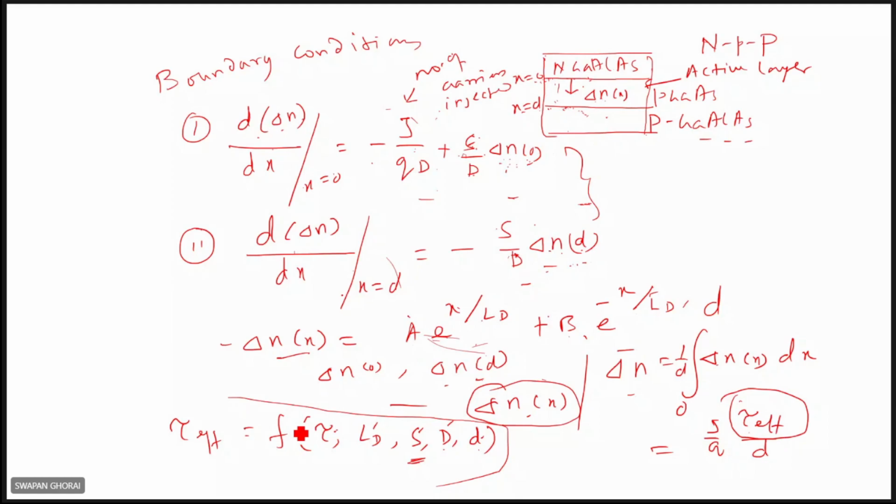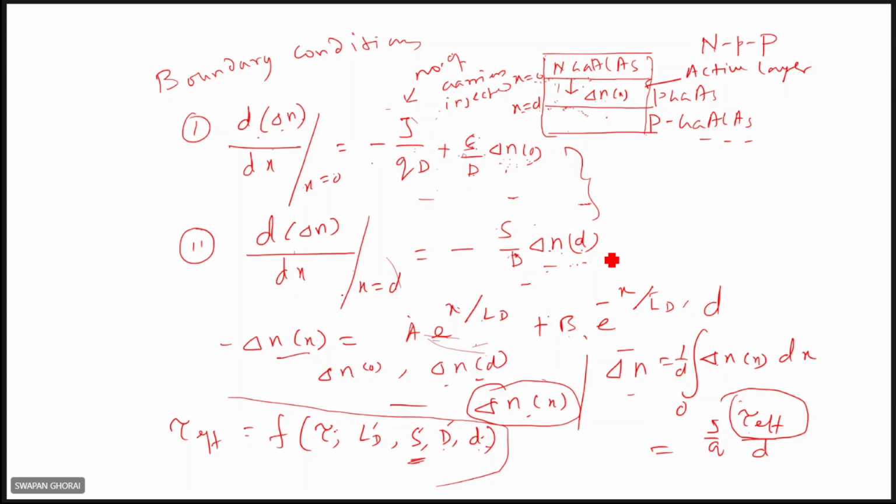What is tau effective? Tau effective is again a very big expression, and it will be a function of tau, a function of the diffusion length, a function of surface recombination, and a function of the diffusion constant D and small d, the thickness of the active layer. This is tau effective. It is a function of these parameters.